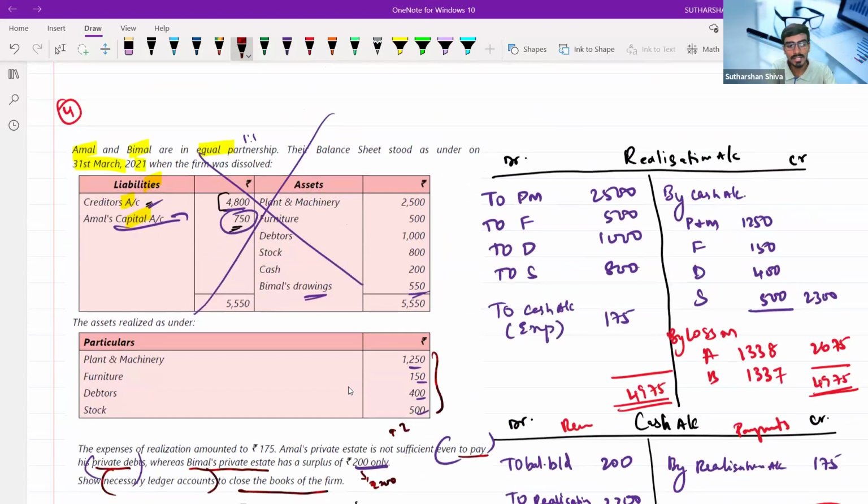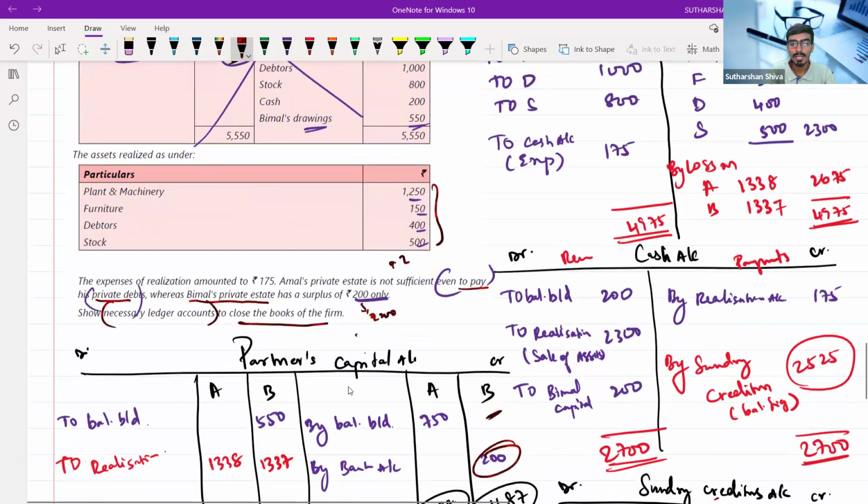This is another interesting problem on the topic of dissolution of a partnership under Garner versus Murray.